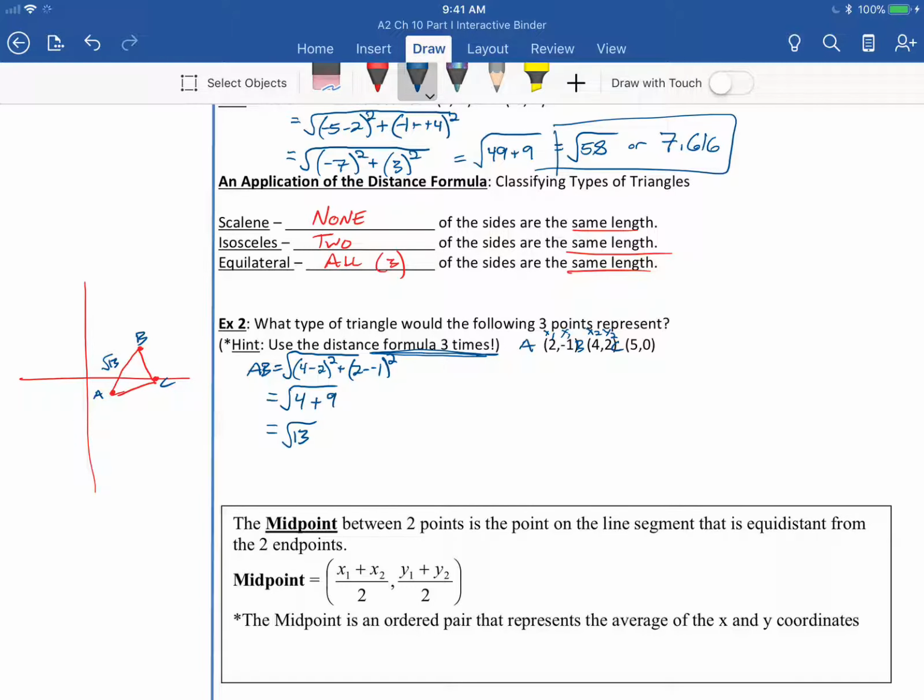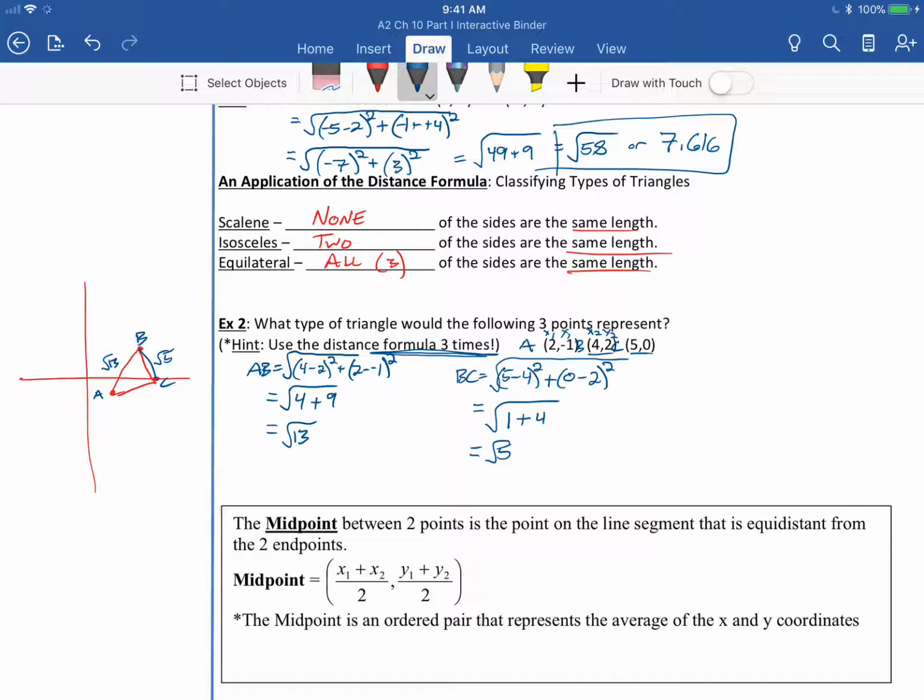So now I want to find BC, so let's find that. So now I got to go BC. You use now these points here. So it is the square root of your x's minus, so 5 minus 4 squared, plus my y's minus is 0 minus 2 squared. And here this is going to be 1 squared, which is 1, plus 2 squared, which is 4. This is the square root of 5. So this is the square root of 5 right there.